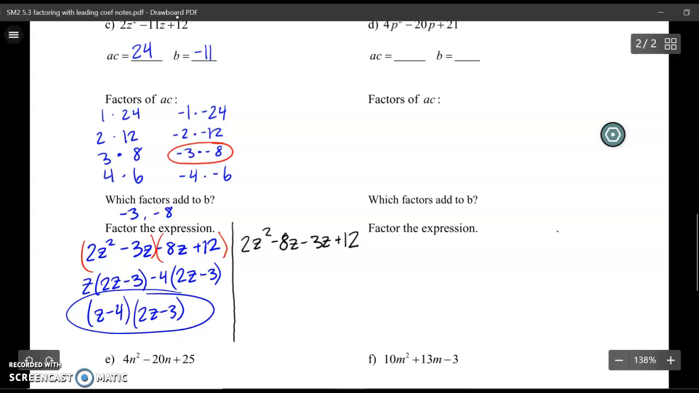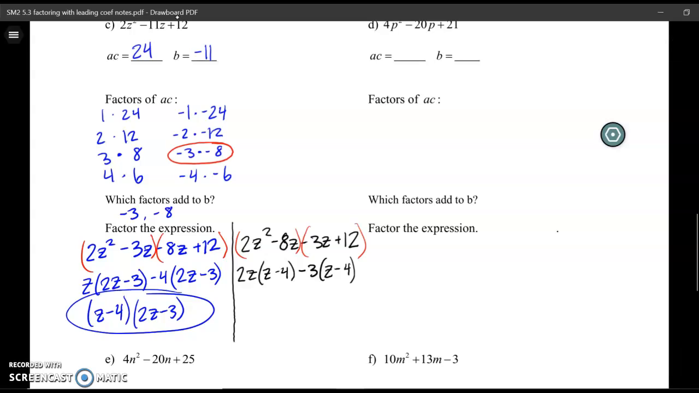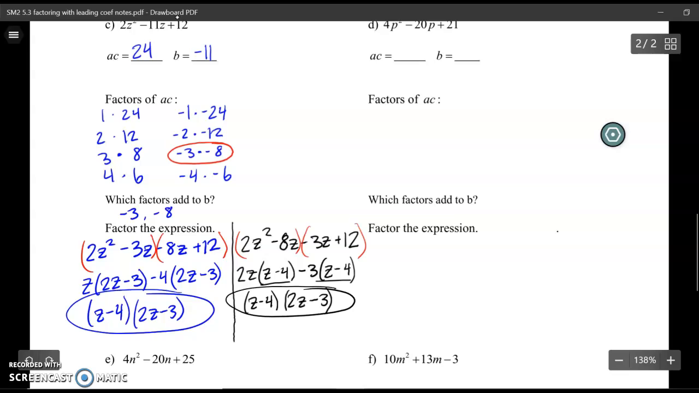Okay? I have it all set up. I'm just going to do some grouping. All right? So greatest common factor of the first pair is 2z, and then I'm just left with a z minus 4. Greatest common factor of the second pair is a negative 3. So I'm going to go with the z minus 4, because 12 divided by negative 3 is going to give me that negative 4. Then I have the z minus 4 in common, so I'll factor that out. And I'm left with a 2z minus 3. Okay. So note that it didn't actually matter what order I put my two numbers in.